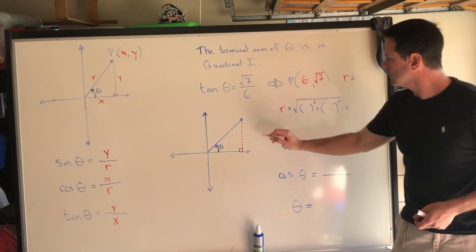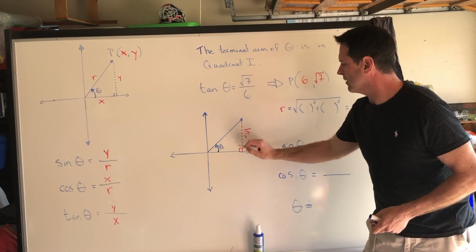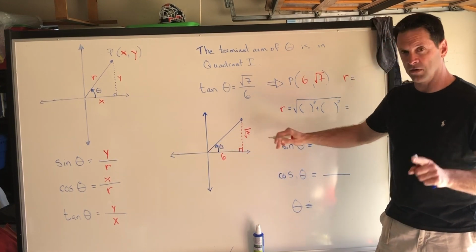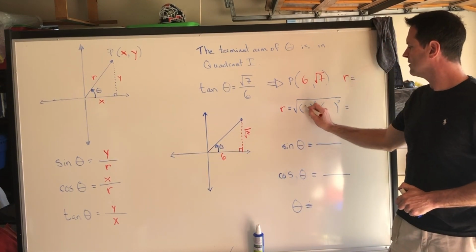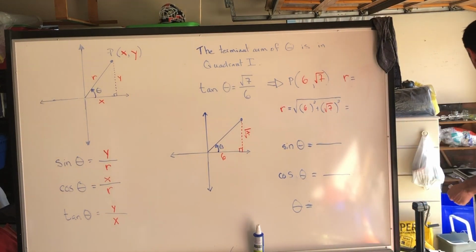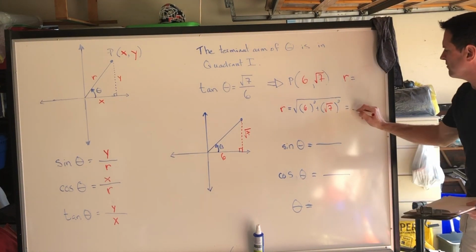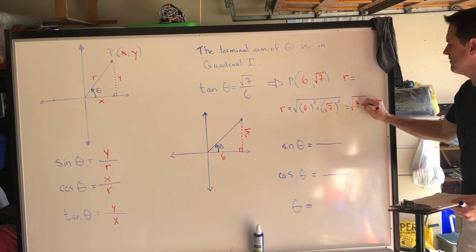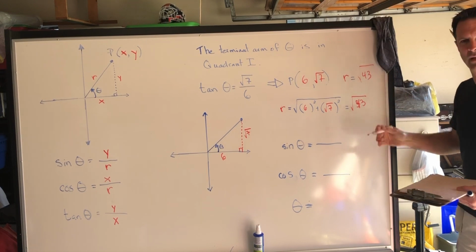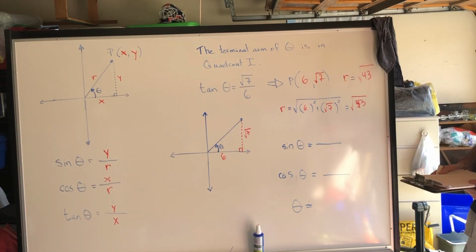We can use the Pythagorean theorem to find the length of r. R is always positive. Root 7 squared plus 6 squared works out to the square root of 43. We will just leave it as a radical. R is equal to root 43. That can't be reduced any further. We'll leave it as it is.